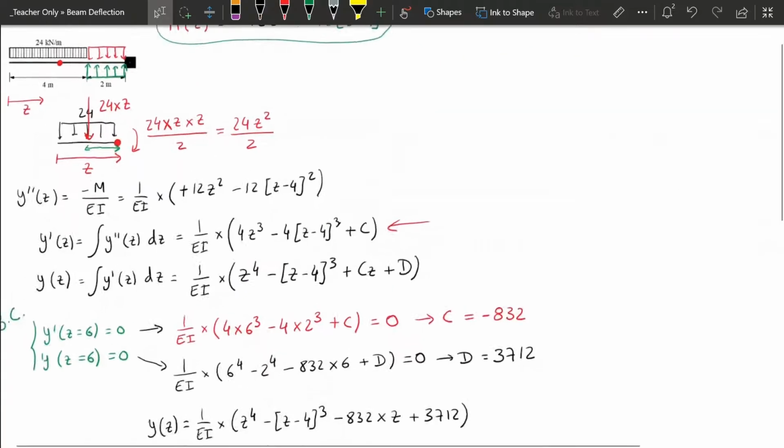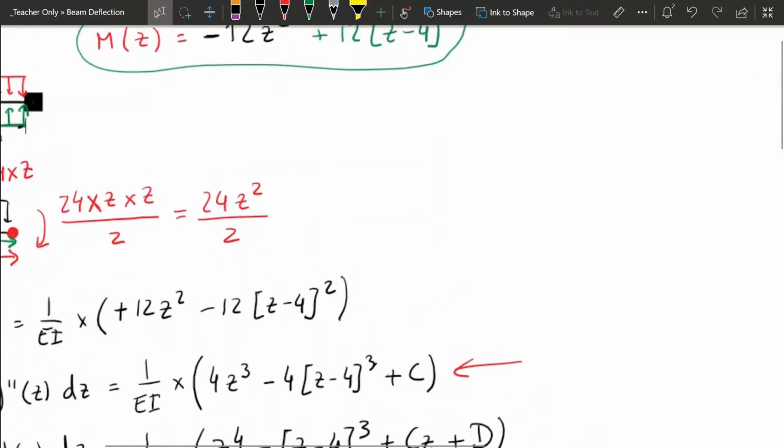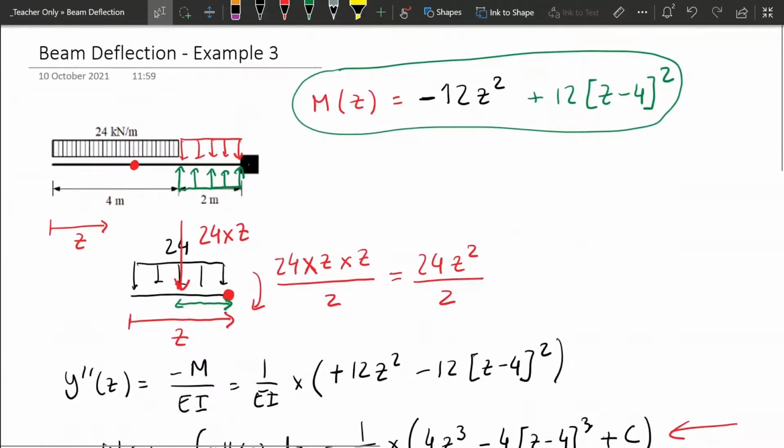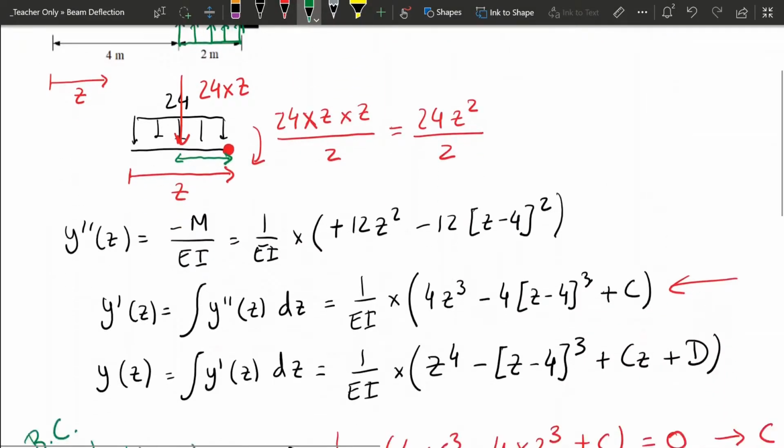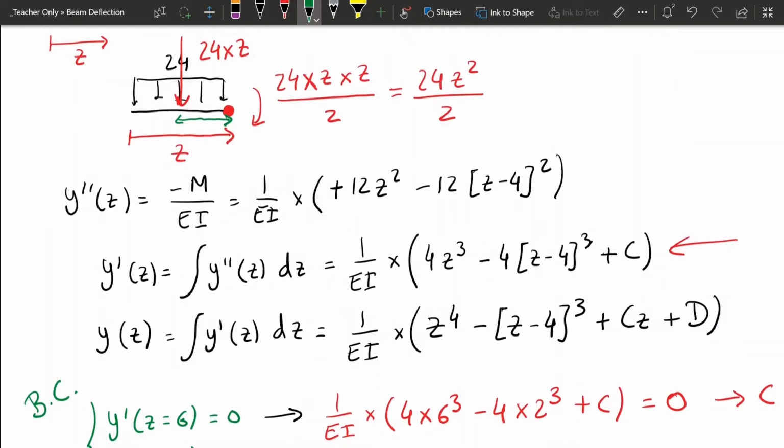So this exercise mainly helps you deal with UDLs. Expect a quadratic function in the moments, and because you integrate, you get a cubic function in the rotations and then a quartic function in the deflections.